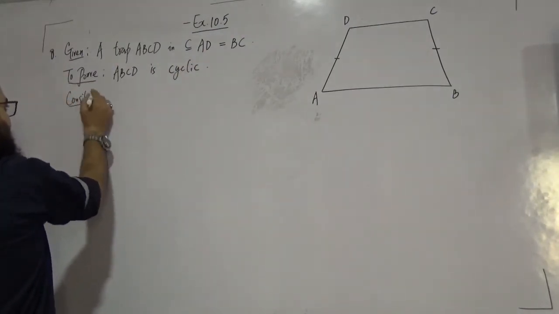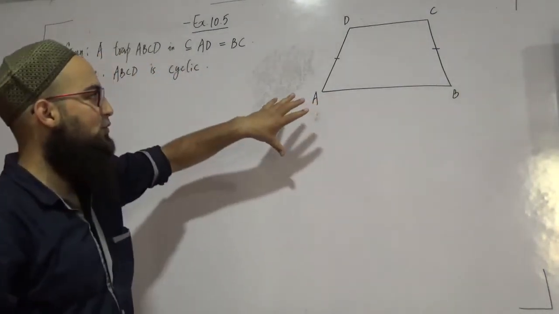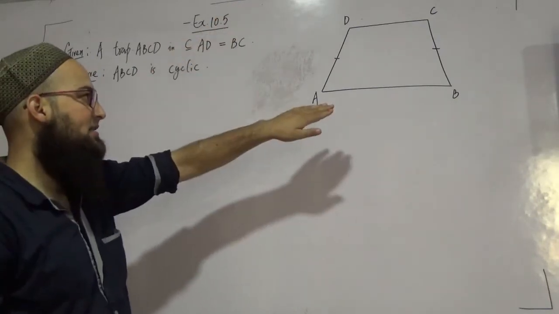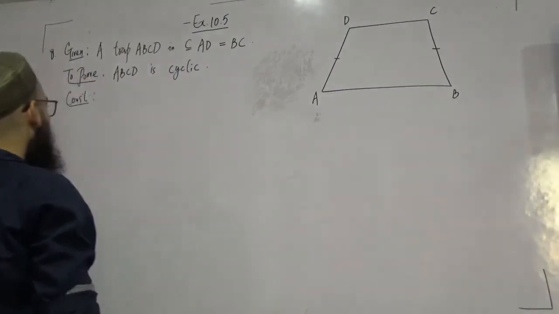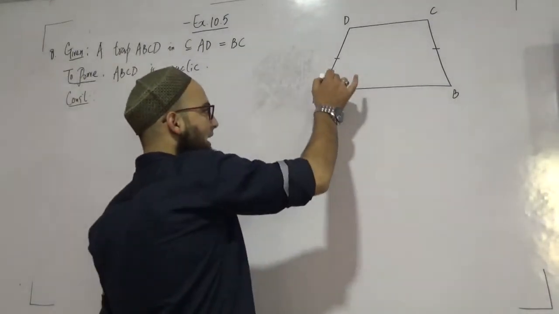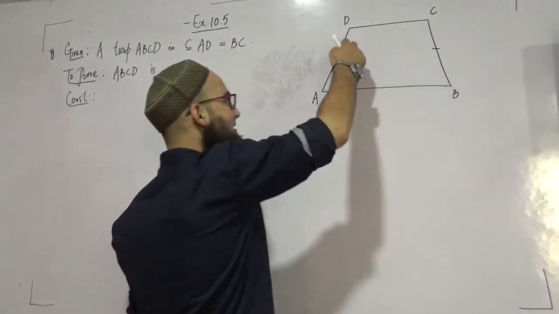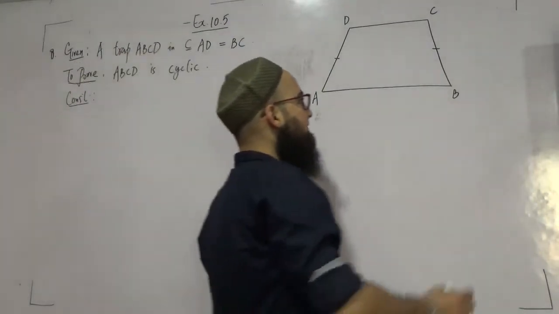Let's have a bit of construction. How can we prove that this is cyclic? When we are able to prove that the opposite angles are supplementary. If one pair of opposite angles is supplementary, that means it's a cyclic quadrilateral. So all you need to do is prove angle A plus angle C is equal to 180, or you can prove angle B plus angle D is equal to 180. Let's do a construction.